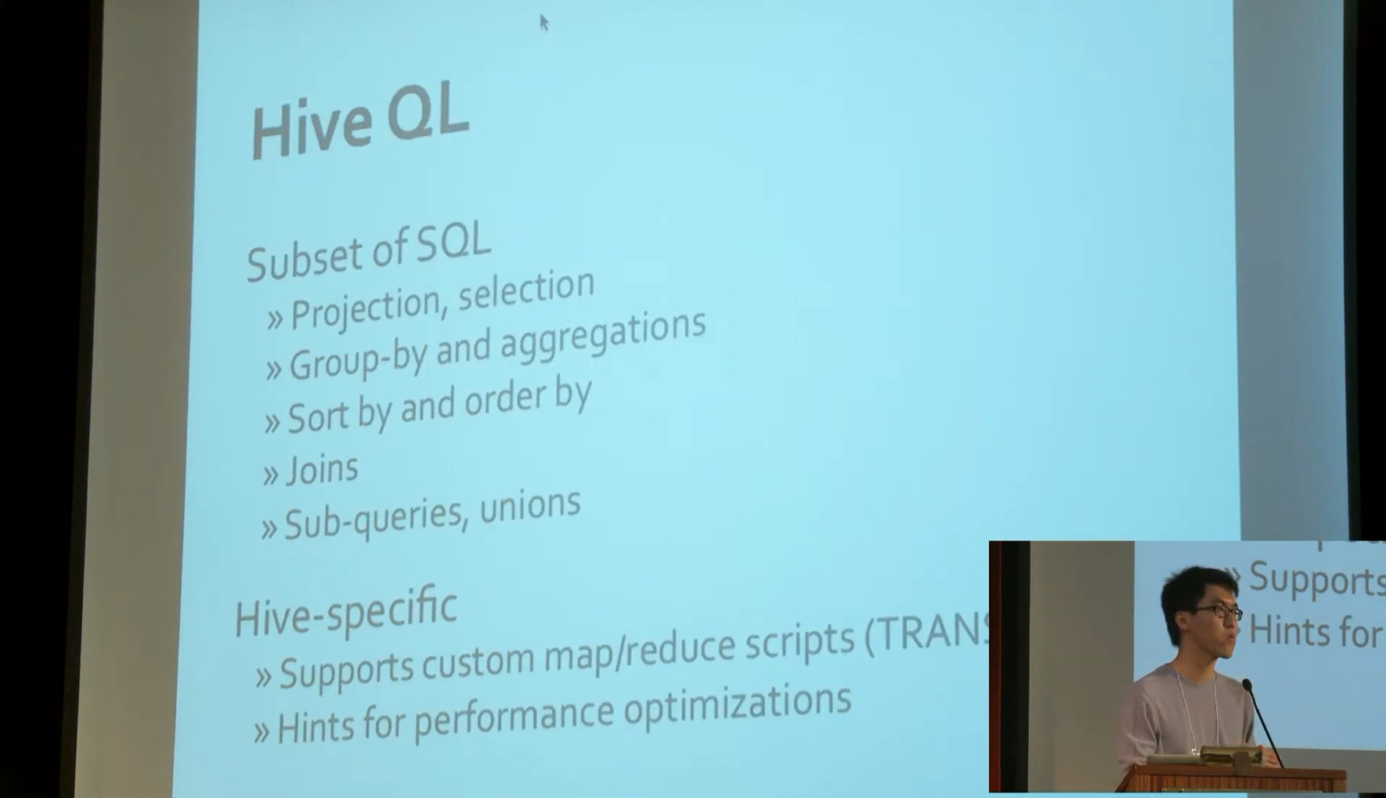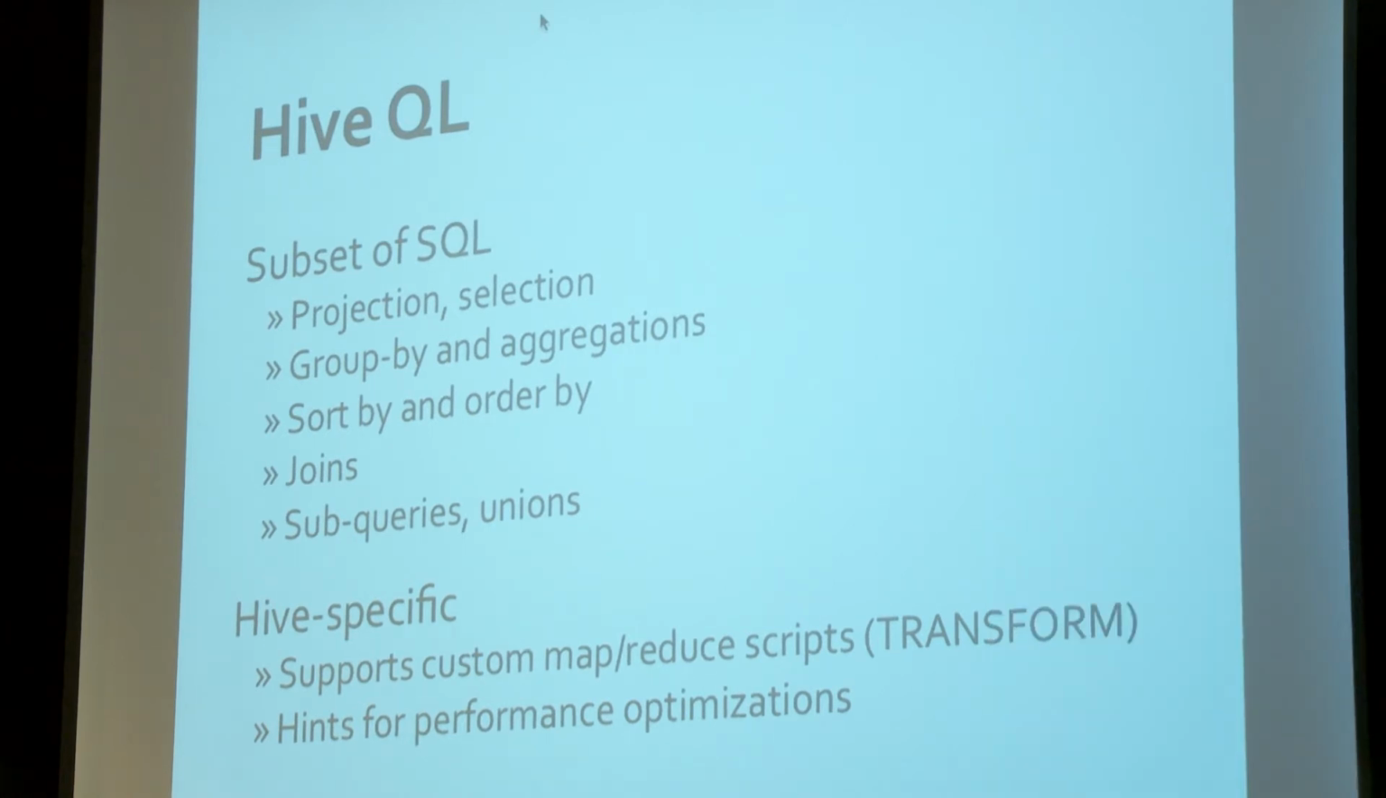The Hive query language itself is basically an overlapping subset of SQL 92. It contains the usual projection, selection, and group by. I'll show you an example in a bit. You can do sorts, order by, you can do joins, and you can do some subqueries and union the queries. There's also something specific to Hive, a transform syntax, so you can execute scripts, which as a beginner with Hive you usually wouldn't use. So let's not go too much into it.